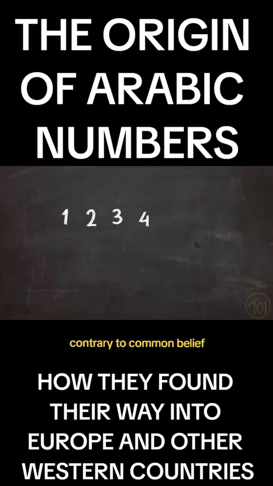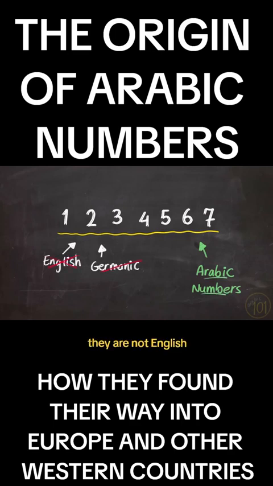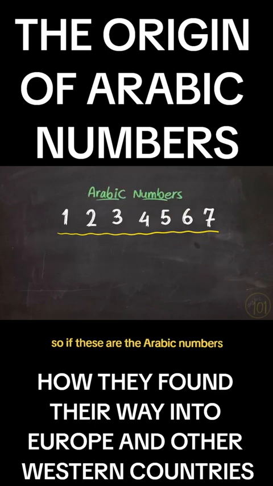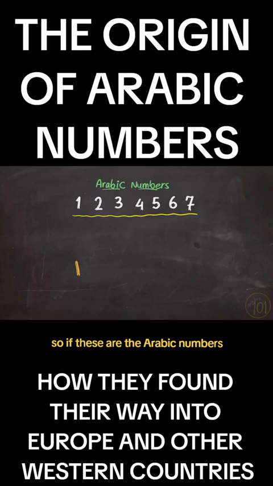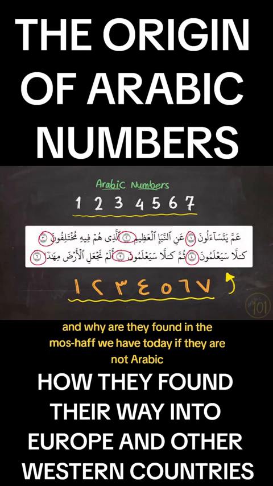Contrary to common belief, these numbers you're seeing here are actually in Arabic. They are not English, Germanic, Latin, or anything else. They are 100% Arabic. So, if these are the Arabic numbers, then what about these? And why are they found in the Mus'haf we have today if they are not Arabic?